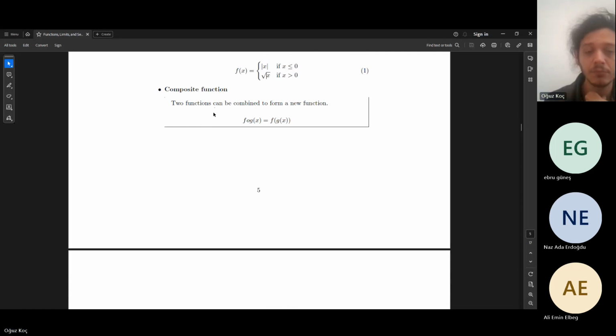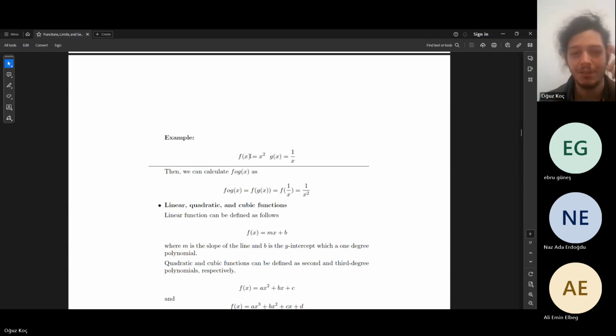And we have the composite function. Two functions can be combined to form a new function, which is, we can say that the g function maps the x values to, say, y, and the f function maps the y values to the z. And we end up with two mappings using two functions here. G maps x and f maps g of x in here.